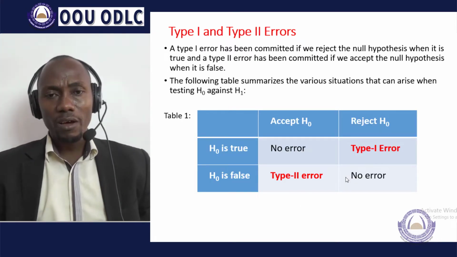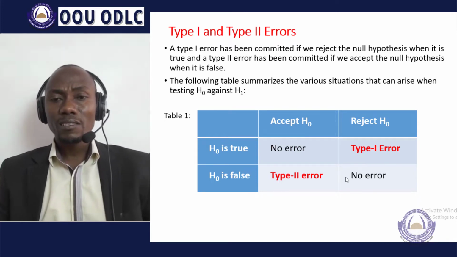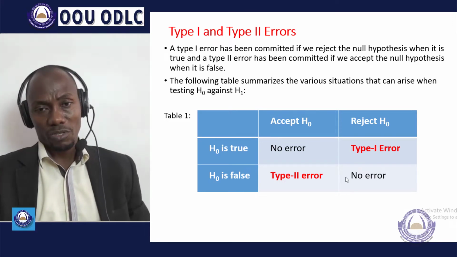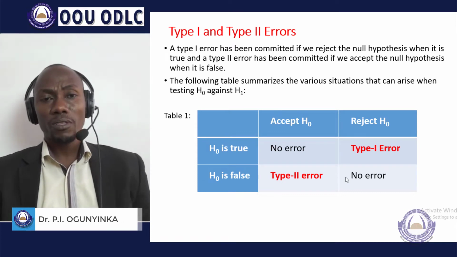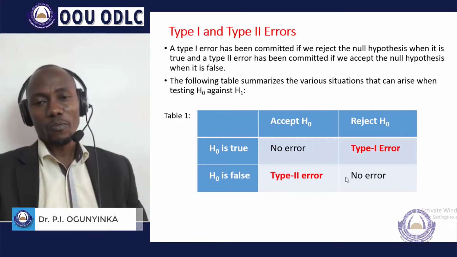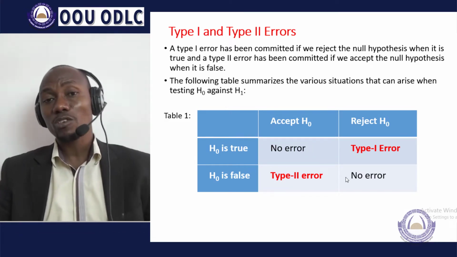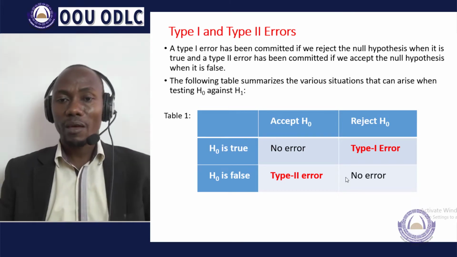There are two types of error that may occur in hypothesis testing. If after testing your null hypothesis, which is our area of focus, you realize that you need to accept the null hypothesis, but unfortunately you mistakenly reject the null hypothesis when you are supposed to accept, then such error is called type 1 error.